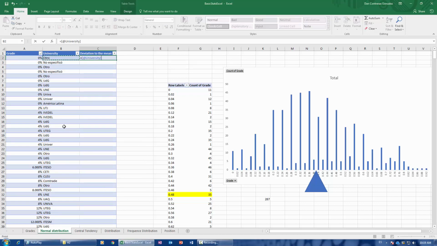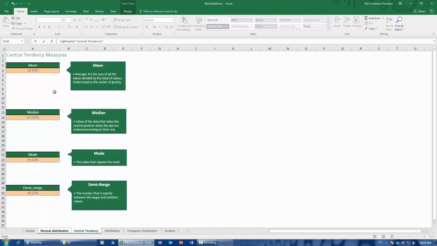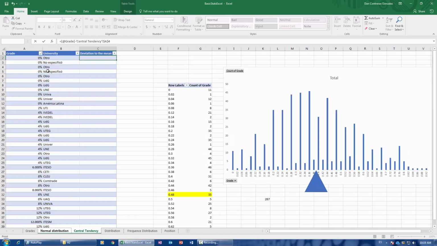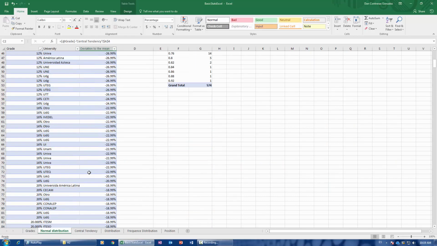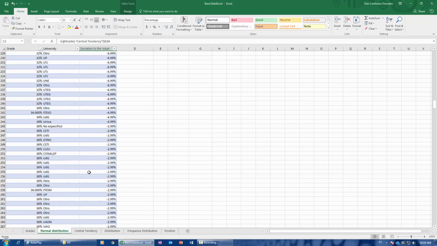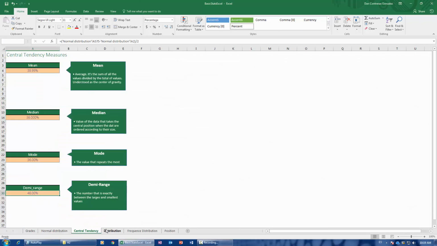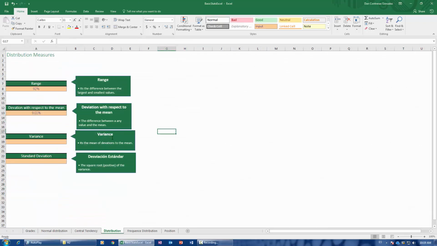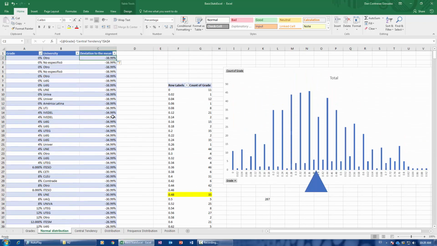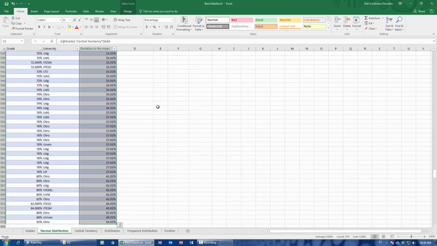So it would be, say, for example, this one minus the mean. All right, guys? And there we go. We have to find the deviation with respect to the mean of each and every single data point, and how far away they are from the mean. Now, once we do that, to calculate the variance is pretty much the mean of the deviations to the mean, which means that I'm going to calculate the average of all of these deviations, and you'll notice that I get 0%.